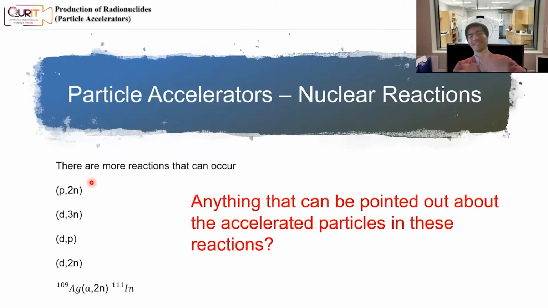I just want to emphasize this. Is there anything in particular that can be pointed out about the accelerated particles in these reactions? We have protons, deuterons, and alpha particles. What can we say about those particles? I already said it a couple of slides before, but I want you to keep it in mind. People are typing in the chat. What should be brought to our attention about these particles on the left? What is common to all of them?